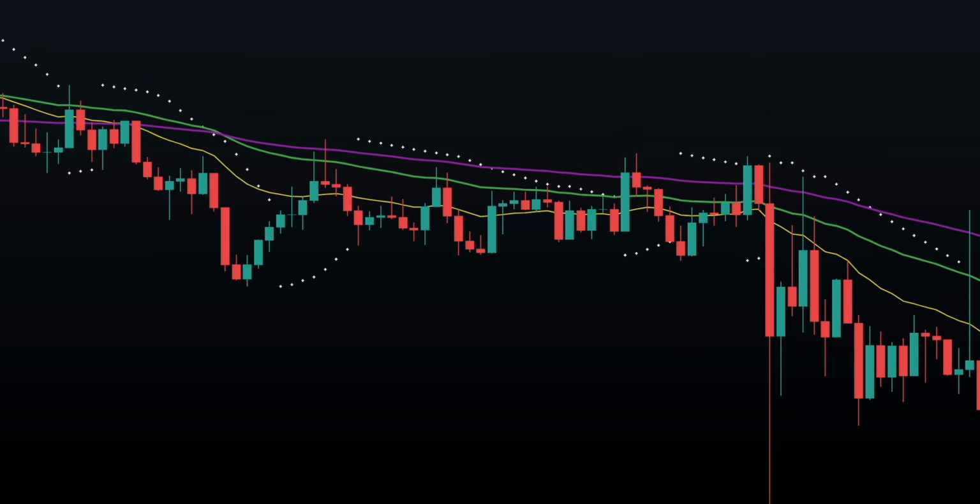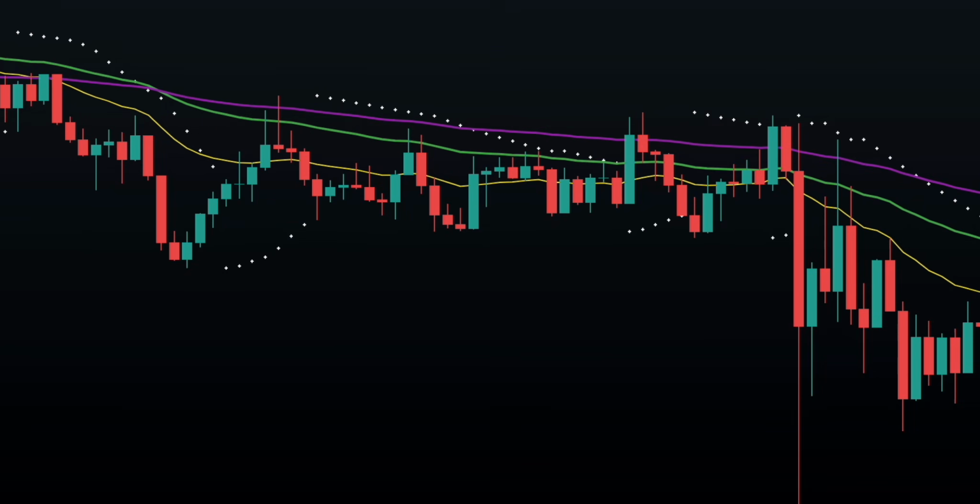For a sell signal to be valid, the following must be met. First, the price is moving below the moving averages. Second, the MAs are aligned so that at the bottom is yellow, at the middle is green, and at the top is purple. Third, price action should reach the green MA without a candlestick closing above it. Fourth, during a retracement, the white dots must remain above the price.